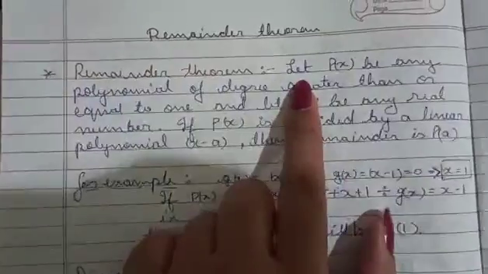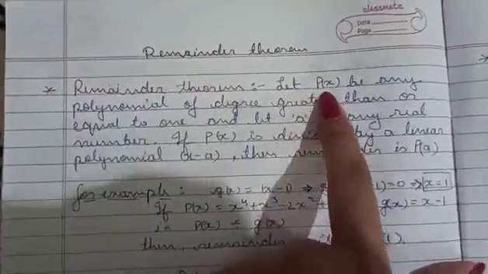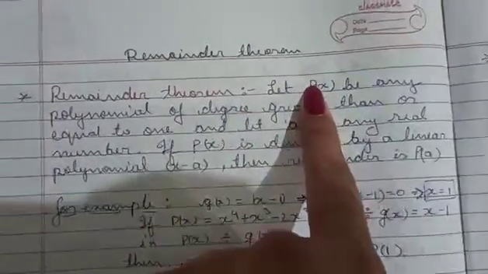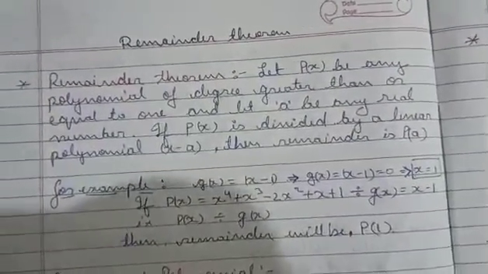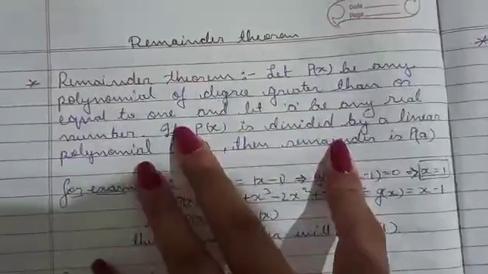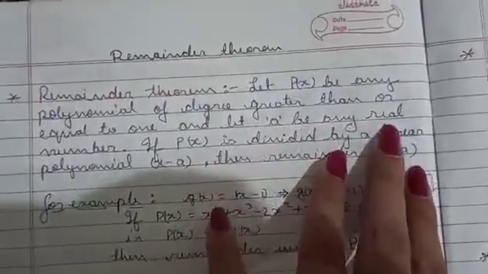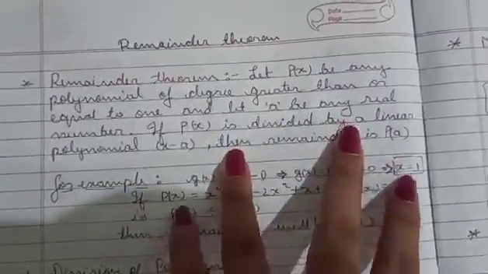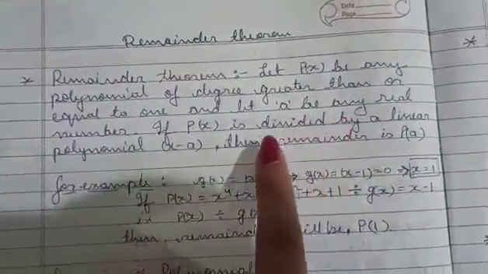Let us see the statement of this theorem. Let p(x) be any polynomial of degree greater than or equal to 1. It means we have a polynomial whose degree can be 1 or greater than 1, such as 4, 5, 3, 2, 6, 10, 11, whatever. And let a be any real number, which means a is any constant number. So we have a polynomial p(x) of degree greater than or equal to 1, and a is any real number.